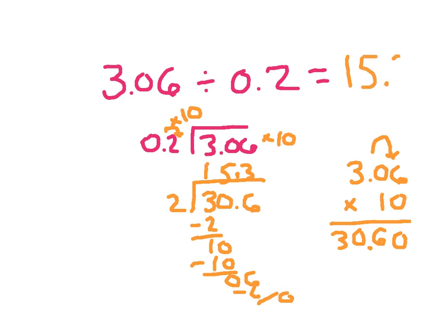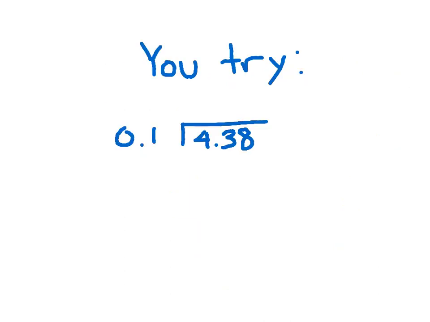And I'll write our answer in right next to our equation. Read that whole equation with me. Let's read it how it's written. 3.06 divided by 0.2 equals 15.3. Now let's read it in the proper way, in the mathematical way. 3 and 6 hundredths divided by 2 tenths equals 15 and 3 tenths. You go ahead and try one. Let's try 4 and 38 hundredths divided by 1 tenth.